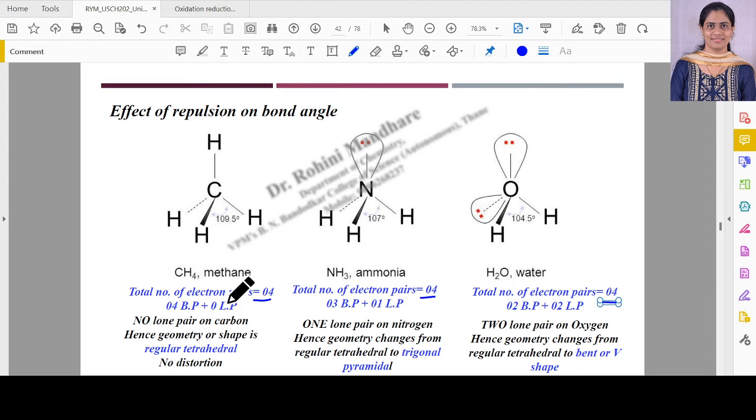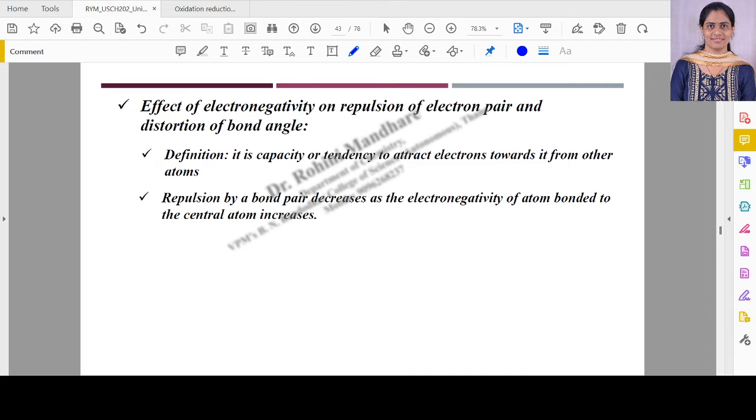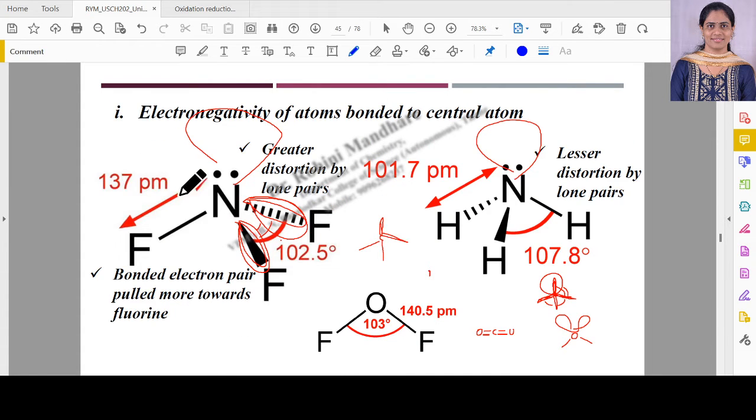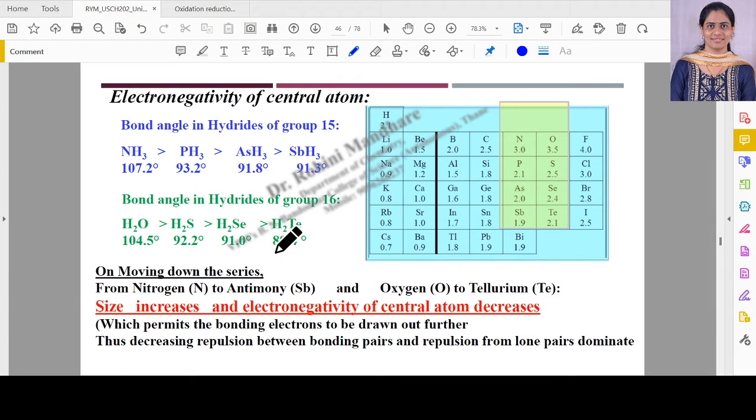Methane, with a regular 4 electron pairs, is regular tetrahedral. Now because of the lone pair, tetrahedral geometry is changed to trigonal pyramidal, and for the water molecule it is further reduced to bent, or just V-shaped molecule. So remember these effects. Then other effects we have also seen, so go through each and every effect.